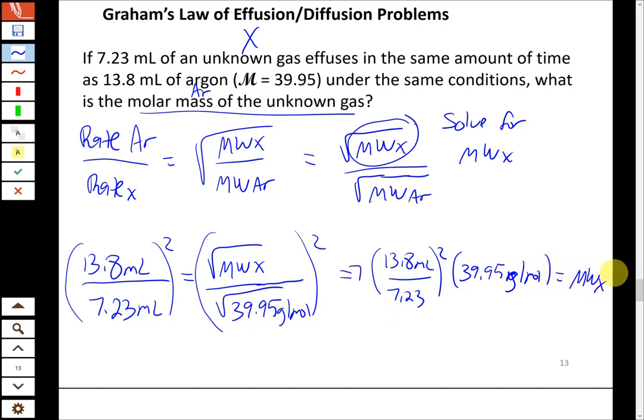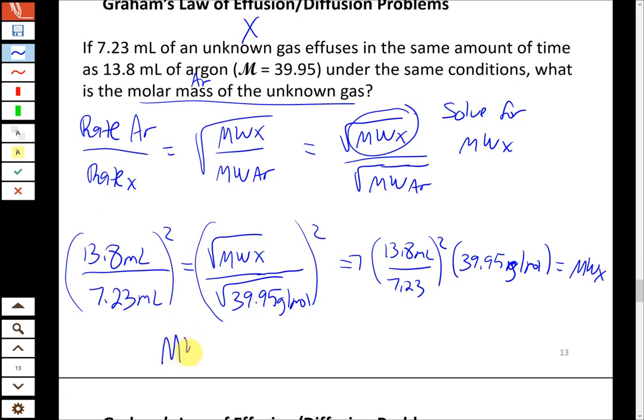All right, so I'm just working through the algebra a little bit here just to make sure you know how it works. So whenever we have to solve for something that's under a square root, we need to square both sides to get rid of the square root. And so we square this side, square the other side, gets rid of the square root, and then cross multiply and solve for molar mass of X. So what we end up with is the molar mass for this unknown gas X is 146 grams per mole.